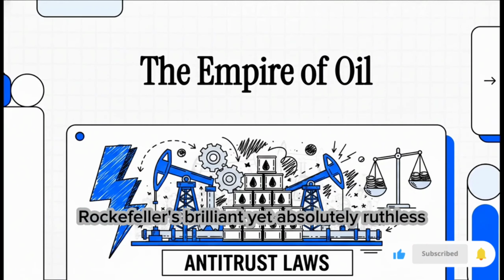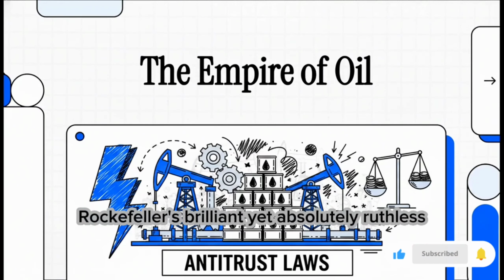Starting off with Section 1, the chaotic oil boom. This was an era defined by wasted crude and super high consumer prices. Which brings us right to Section 2, the Cleveland Massacre. This is where Rockefeller starts systematically absorbing the competition.